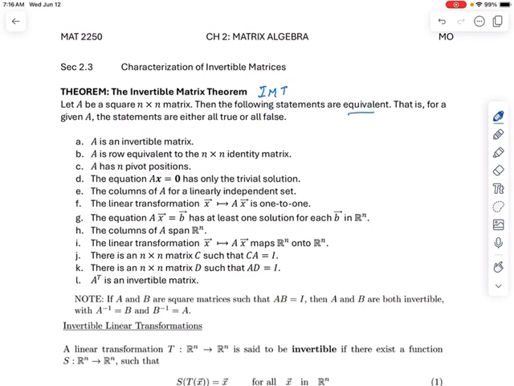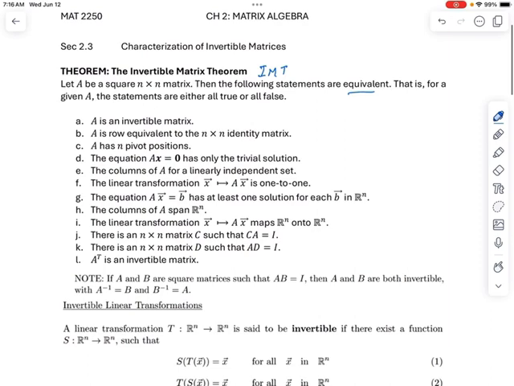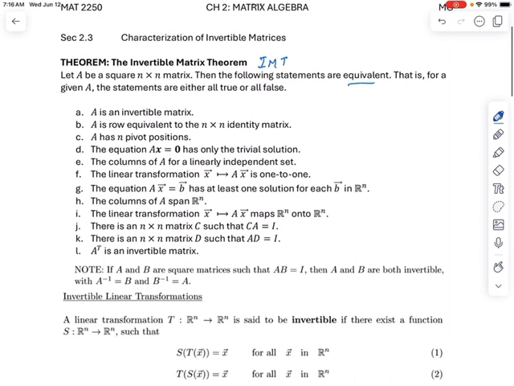That means for a given A, these statements are all true or all false. So if one statement is true, all of them are true, and if one is false, all of these statements are false. Also note, if A and B are square matrices such that AB is equal to I, then both A and B are invertible and they are inverses of each other.